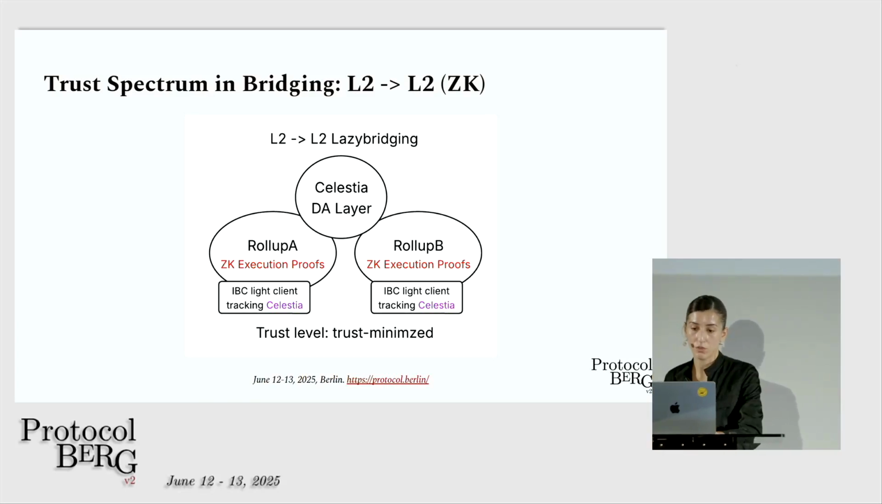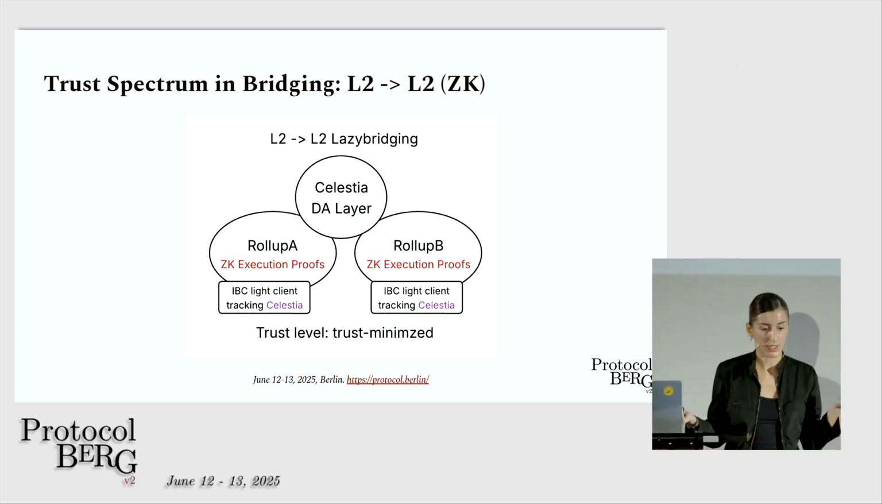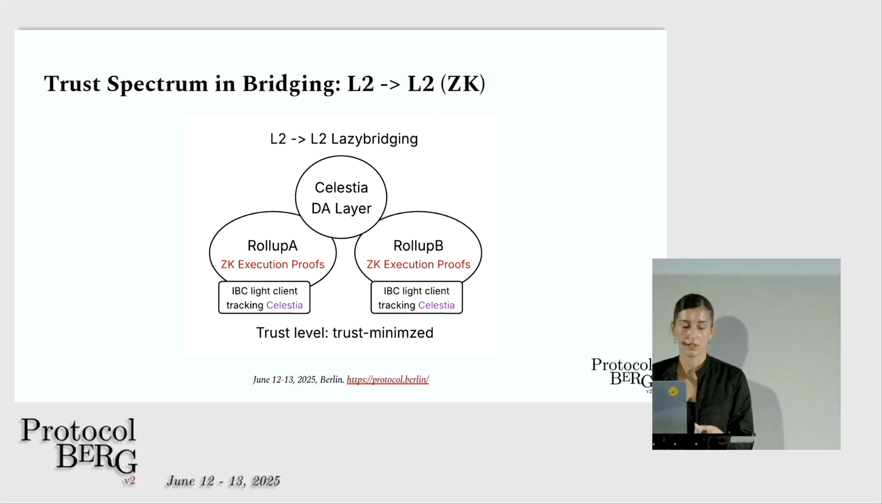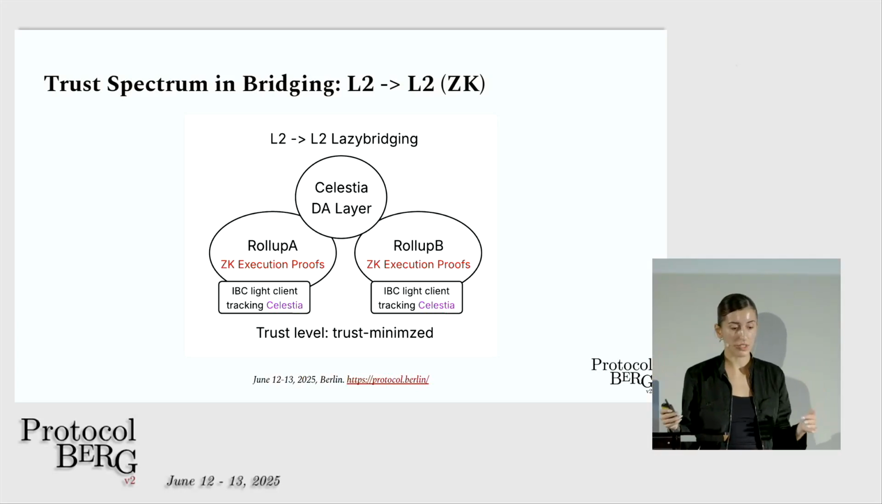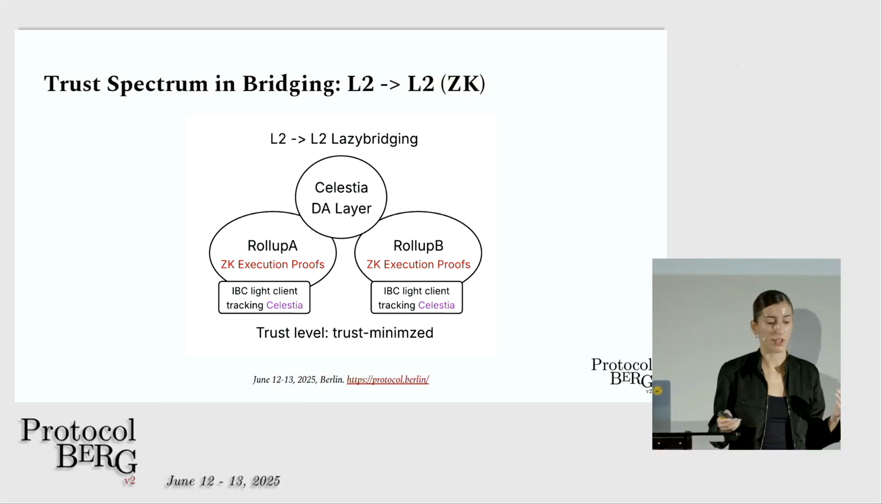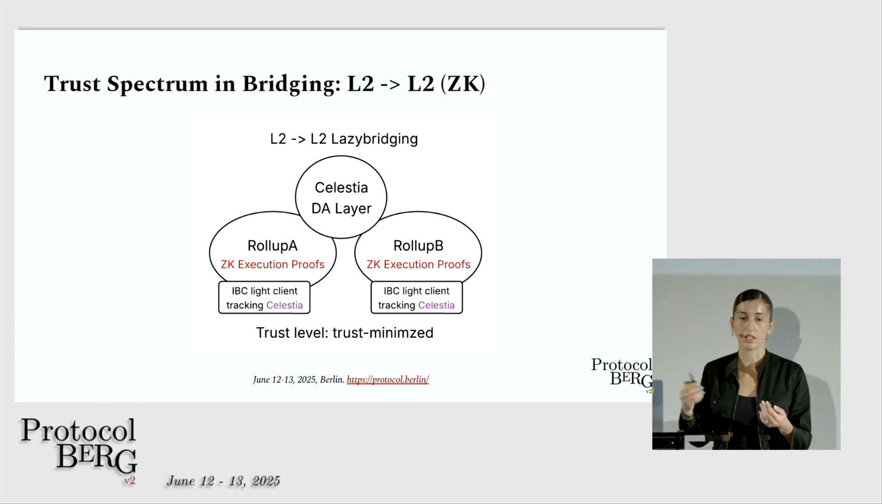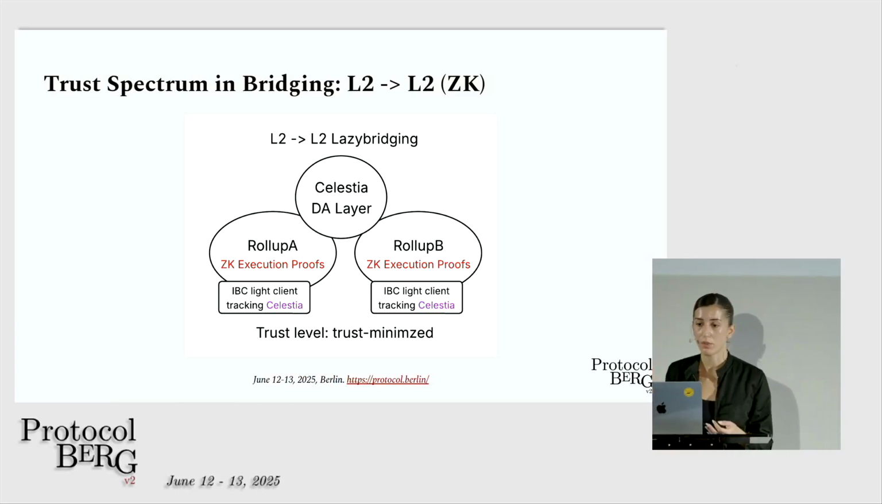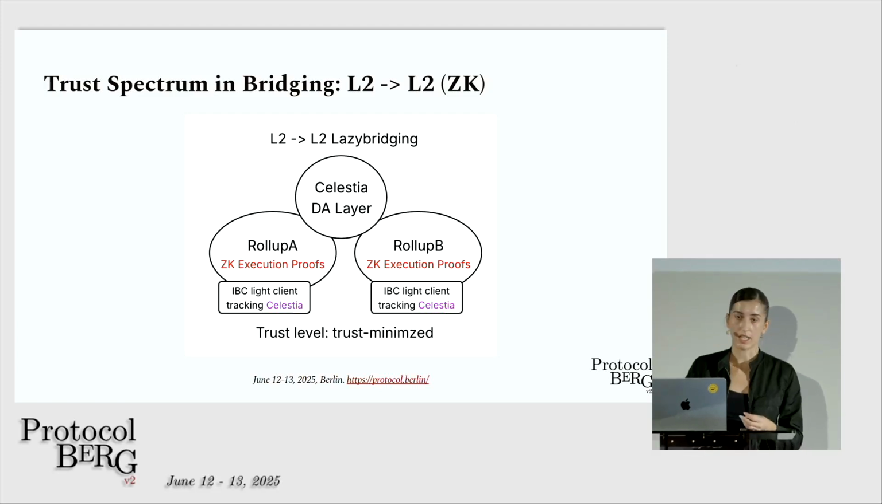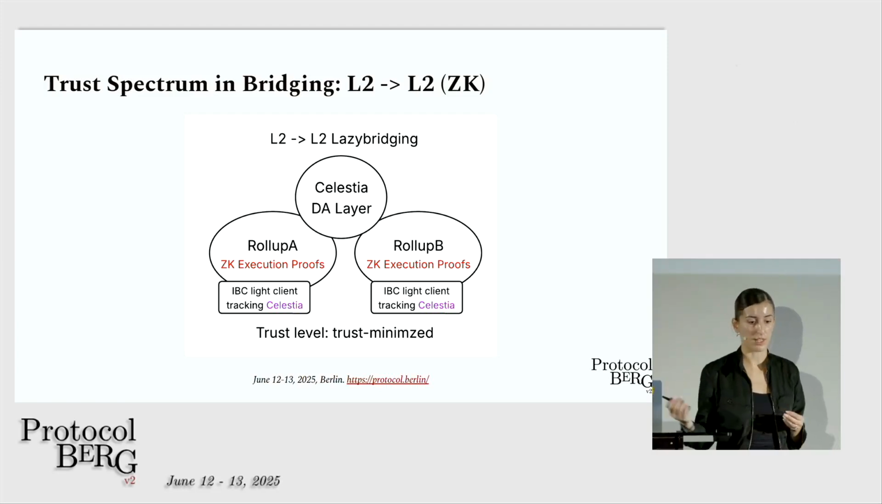Now we have 2 layer 2s talking to each other, the same setup, but the main difference is that these rollups now have ZK execution proofs on top of them. Everything's the same. They're posting blocks on Celestia. They have attester sets, but now instead of trusting these attester sets, we can actually verify that they're signing over the right rollup state. And how we do that is that we take some previous state, apply some set of inputs, and we make sure that the state that was computed was correct.